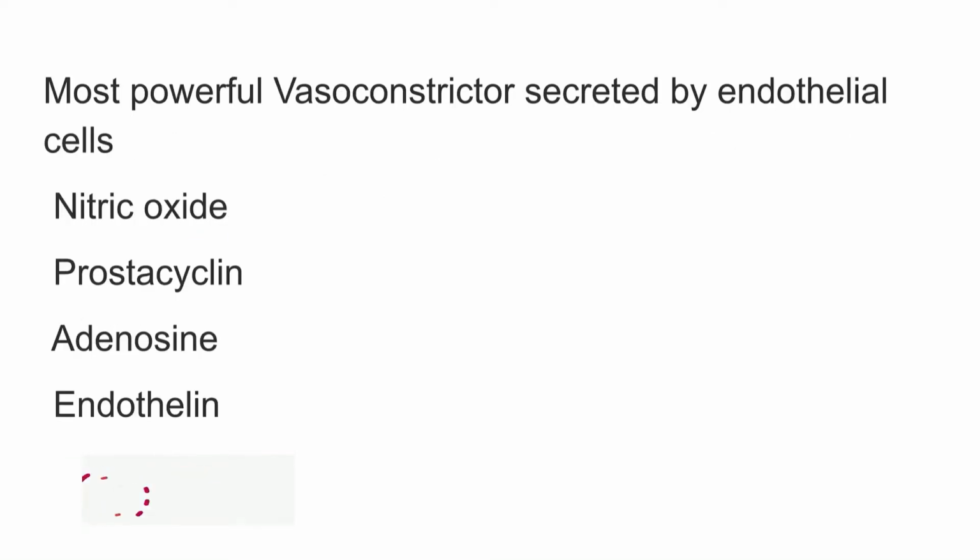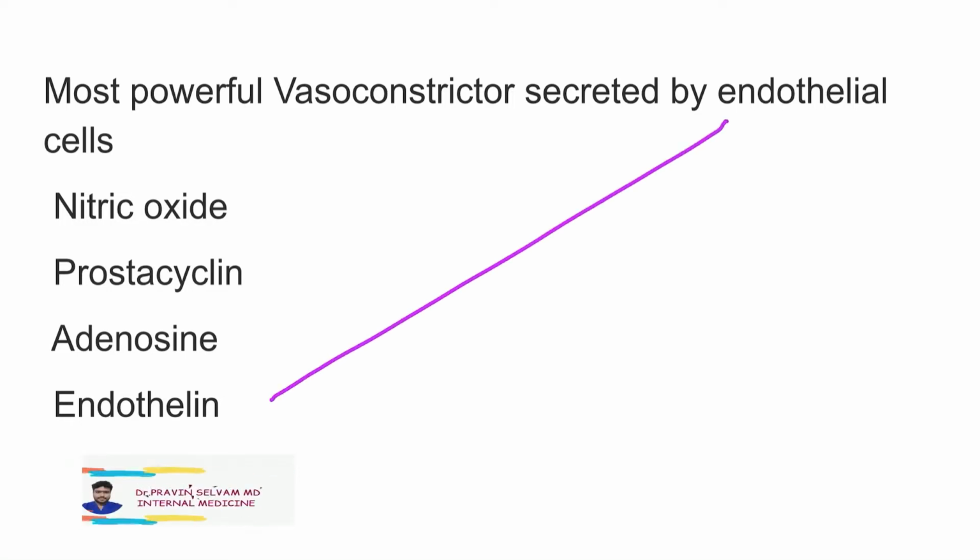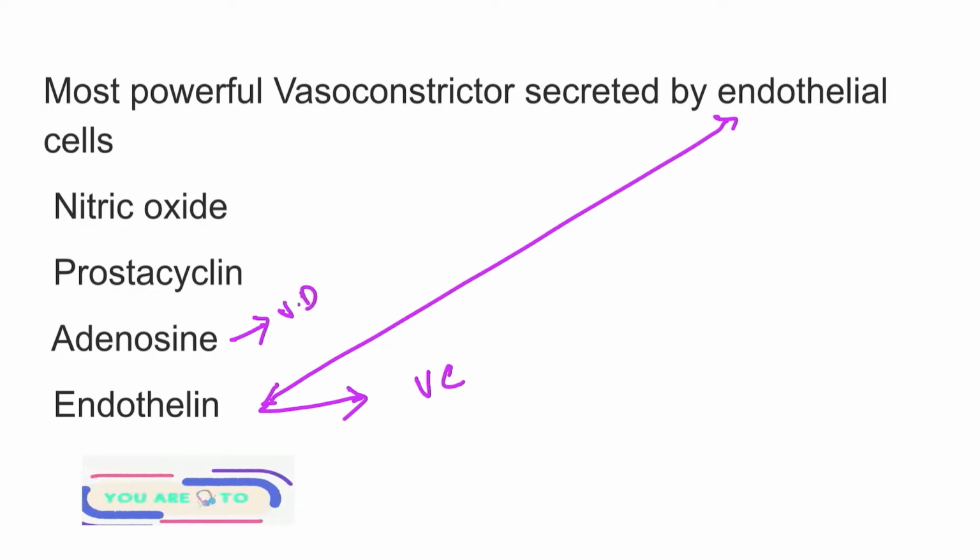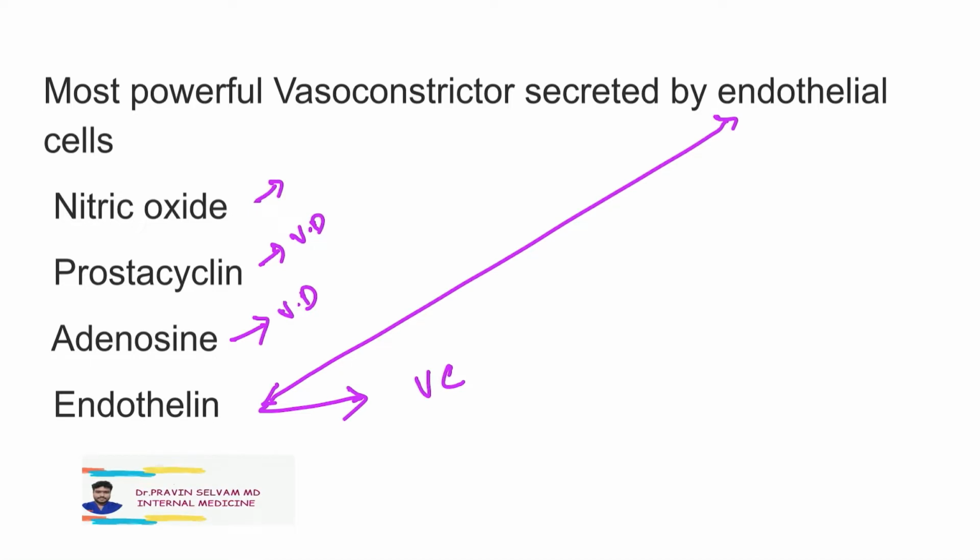The next question, which is the most powerful vasoconstrictor secreted by the endothelial cells? You can easily crack this question by linking these two. It is so obvious, yet we will see the explanations. Endothelin is a vasoconstrictor. Adenosine is a vasodilator. Prostacyclin is a vasodilator, and nitric oxide is a vasodilator.